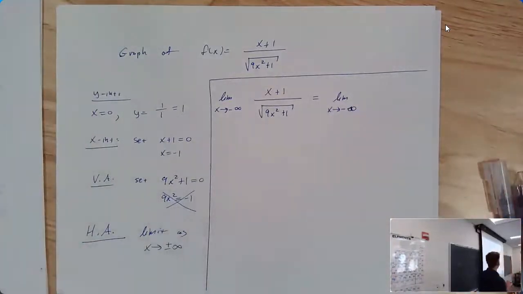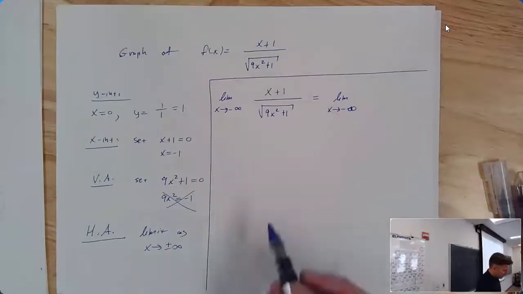What I want you to see here is we kind of, although not exactly, have a degree 1 thing on top, and we kind of, although not really the right language, have a degree 1 thing on the bottom, because the square root of x squared is kind of like x. So we essentially have a first degree over a first degree, which means we should get some sort of quotient of the leading coefficients action happening here. But how do we make that work?